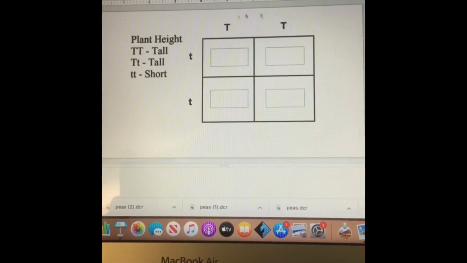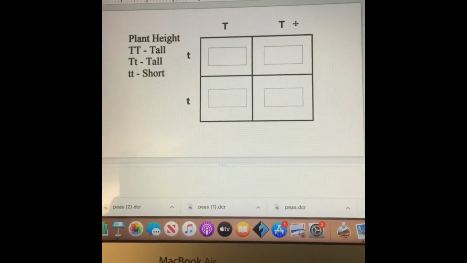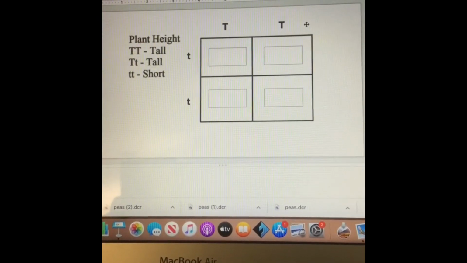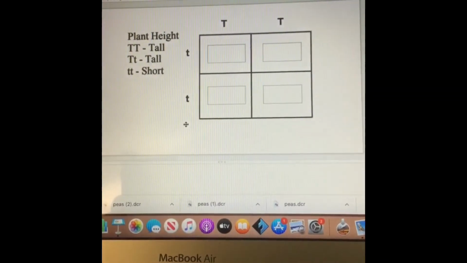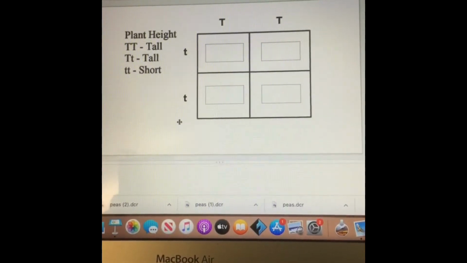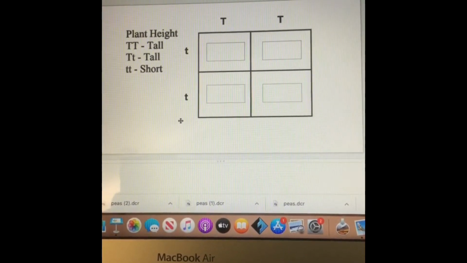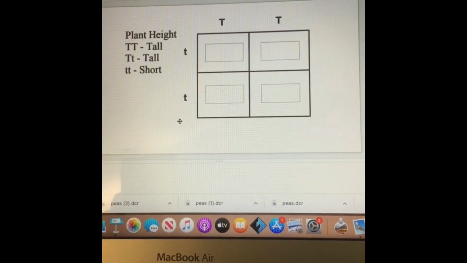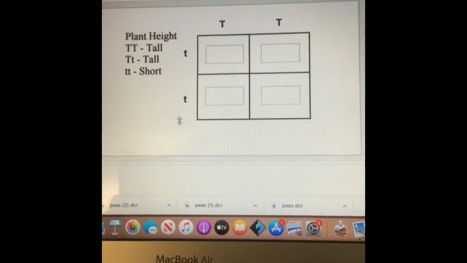All right, so what we have here is a dominant parent up here at the top, and this is a pure homozygous tall parent. Over here, the second parent is short. So we have a tall parent and a short parent. The short parent is also homozygous, but it is recessive. So is it possible to get a short offspring with these two parents?